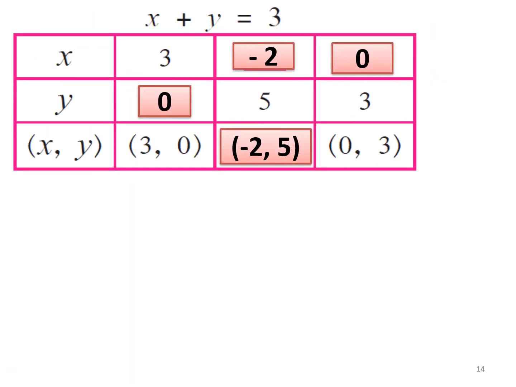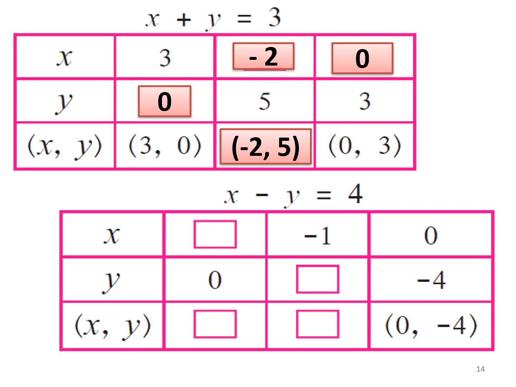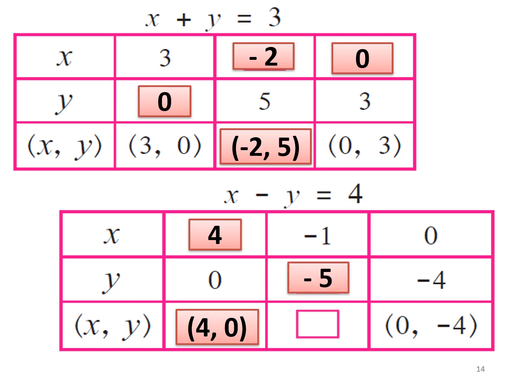Let's again complete the table and see. When y = 0, the x value is 4. Therefore, the xy coordinate becomes (4, 0). When the value of x is -1, the value of y is -5. Therefore, the xy coordinate becomes (-1, -5).